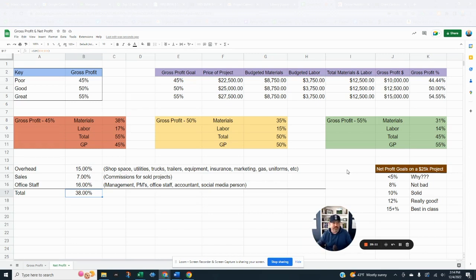So, a long video about net profit and how gross profit affects that and how those two work together to make the business. But keep in mind, this is the business. The business is this one sheet here: you have to make it to where your budgeted materials and your budgeted labor come out to 50% or better. If you do that and you aren't just crazy on these expenses over here, you're going to be fine.